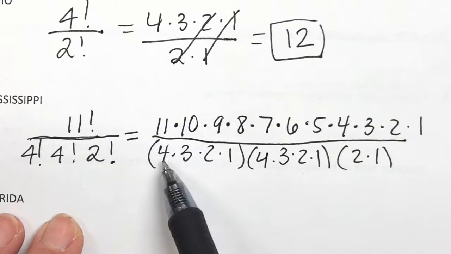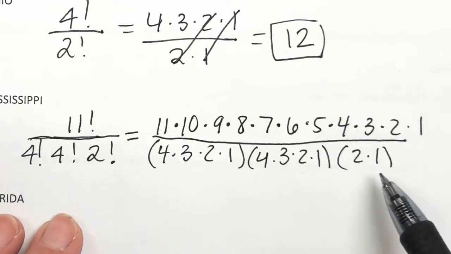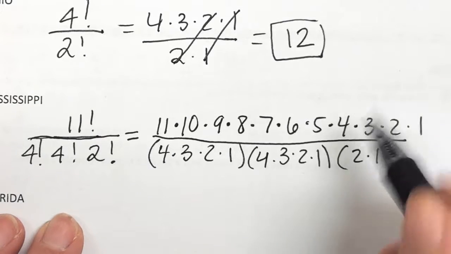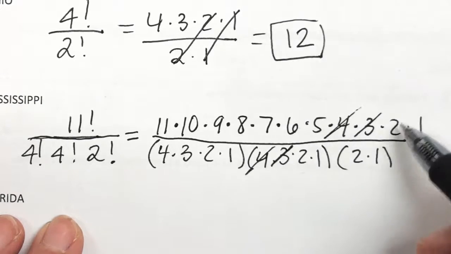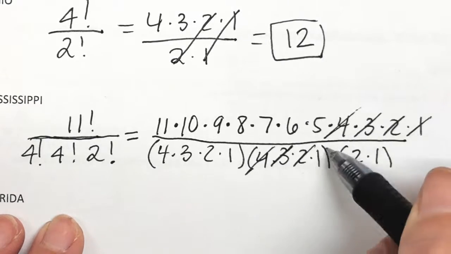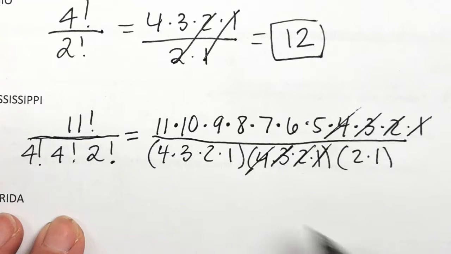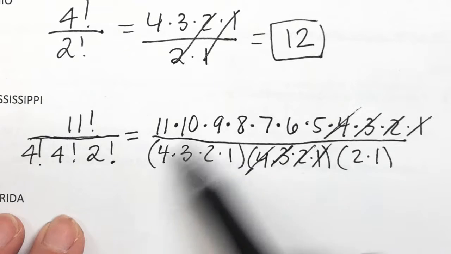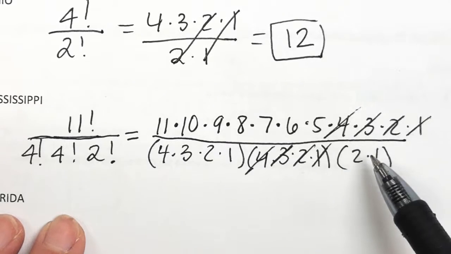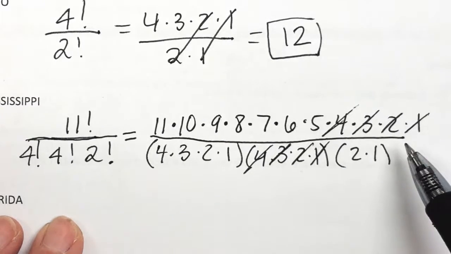Which one's bigger right here, 4 factorial or 2 factorial? 4. So we want to go ahead and cancel out what we can. Do we see any more 4s, 3s, 2s, 1s on top? No, so we can't cancel out these because they've already been canceled out right here. Again, do we see 2 or 1 on top?